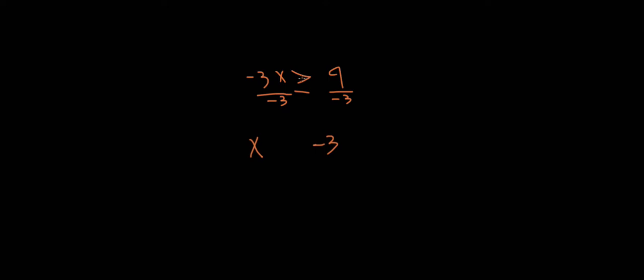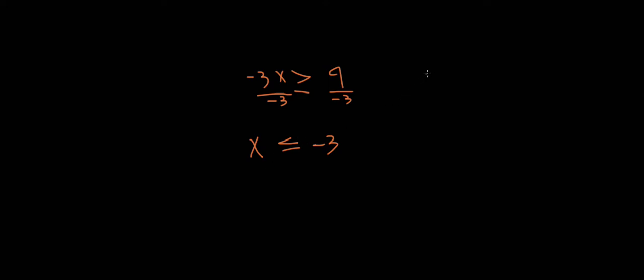So once again, if we divide or multiply by a negative number in order to isolate the variable, we need to flip the inequality sign. So in this case, instead of this being greater than or equal to, it will be less than or equal to. So we have x is less than or equal to negative 3.